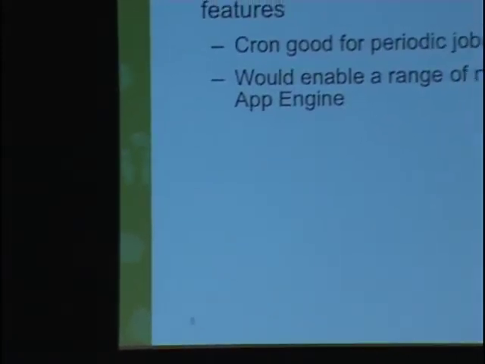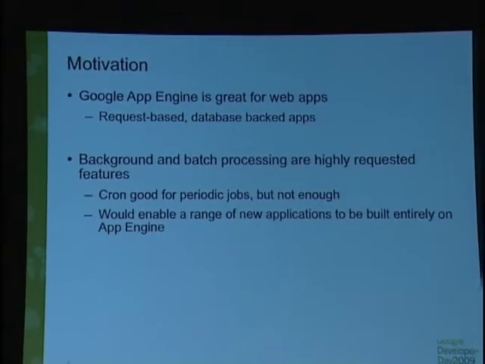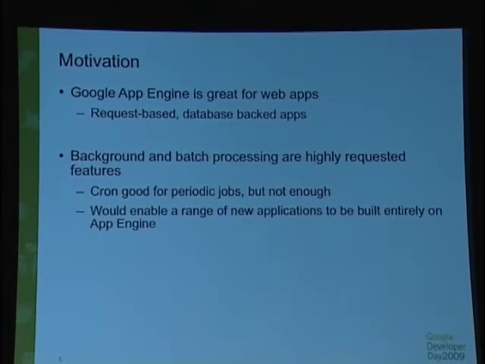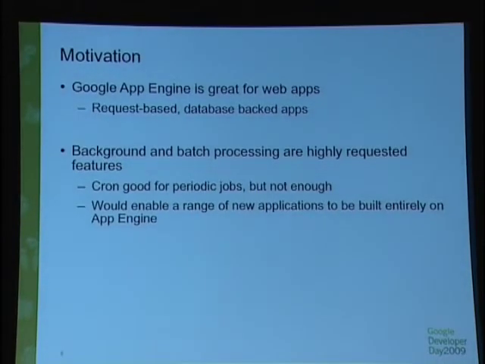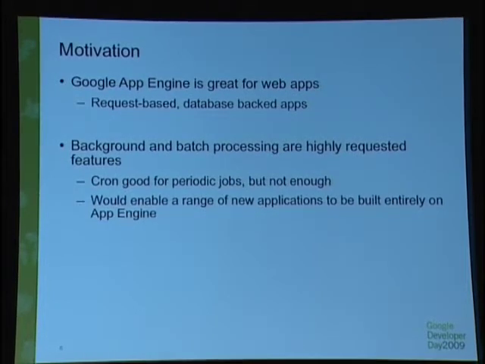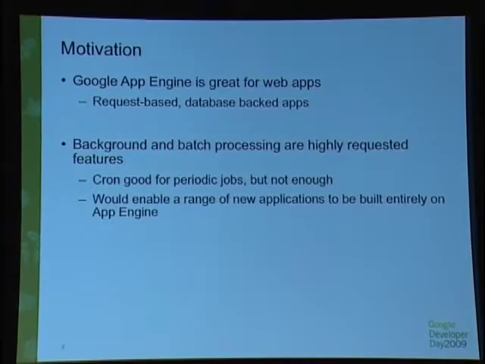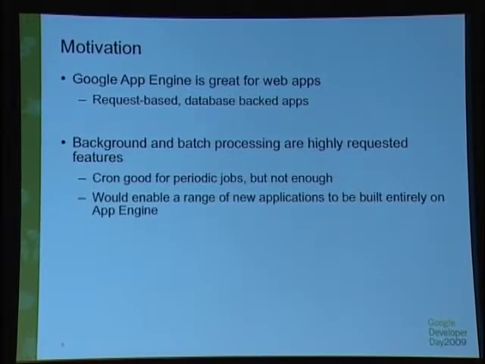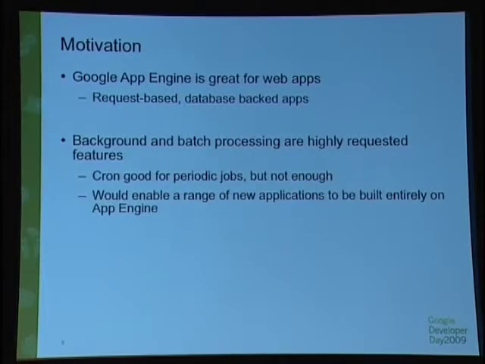So App Engine is great for building web apps, specifically request-based, database-backed web applications. And we've heard over and over again from our users that they want to be able to do background work and batch processing. So a while ago, we launched the ability to run cron jobs, but this really isn't enough. It lets you do small amounts of cleanup here and there and work every so often, but the finest granularity of execution is about a minute. So it's really not a high throughput system.